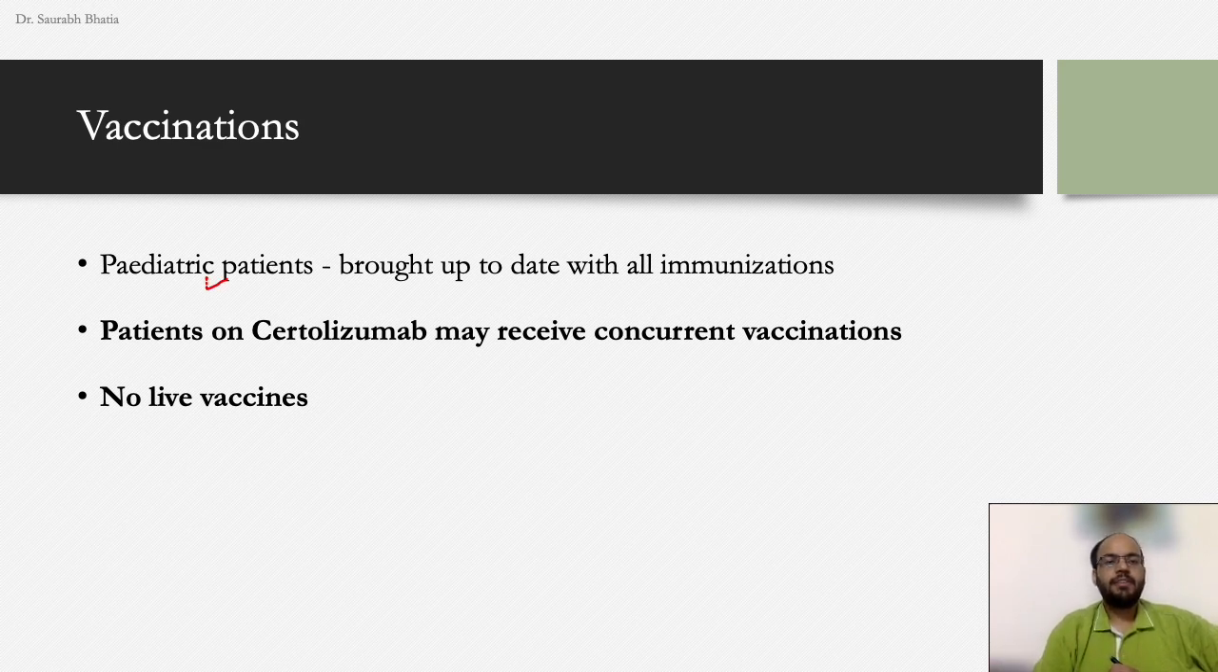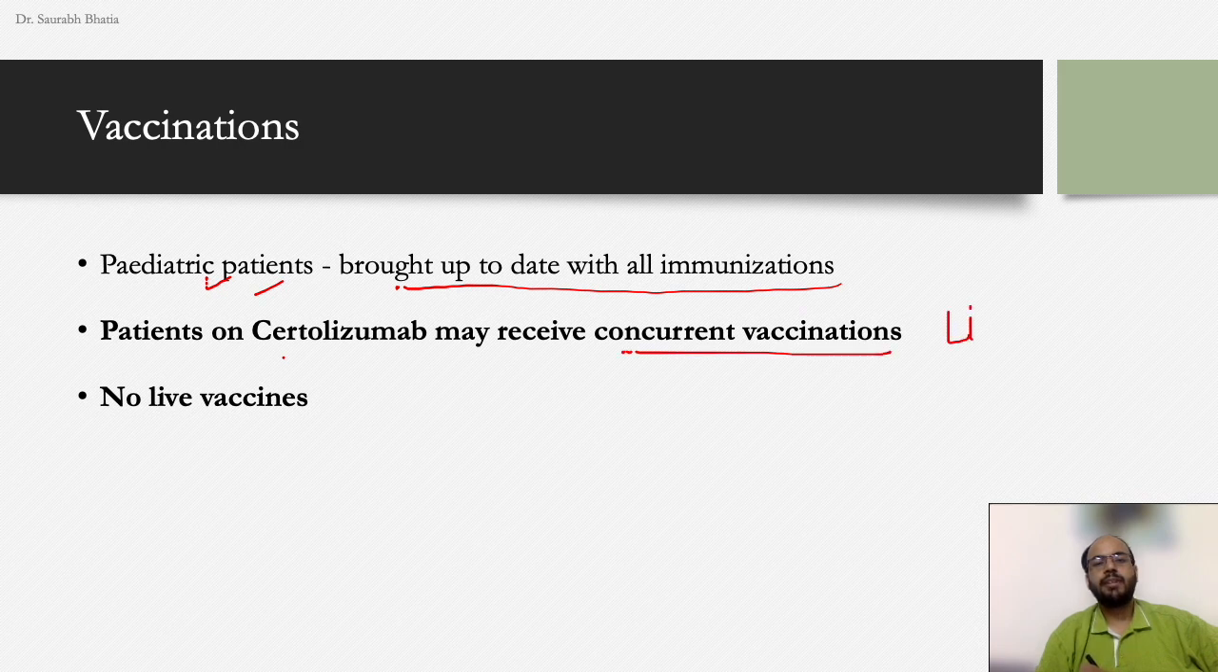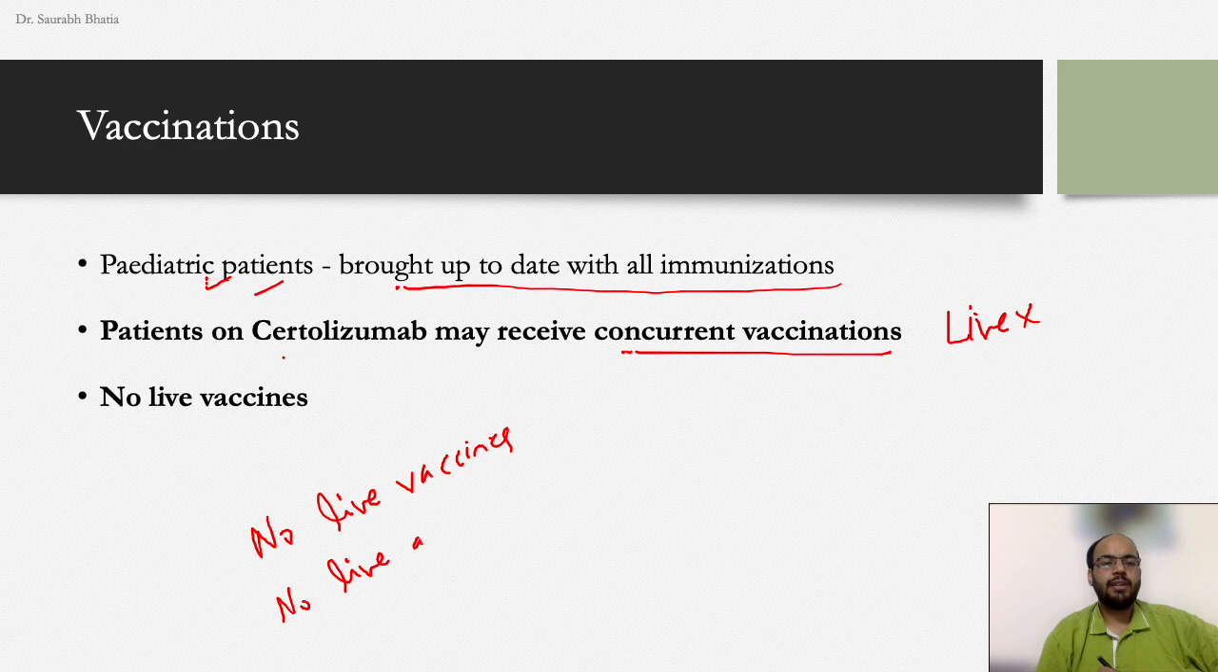Now, pediatric patients should be brought up to date with all their immunizations. Patients on certolizumab may receive concurrent vaccination, but they cannot be live vaccines or live attenuated vaccines. So remember that you cannot give live vaccines and you cannot give live attenuated vaccines.